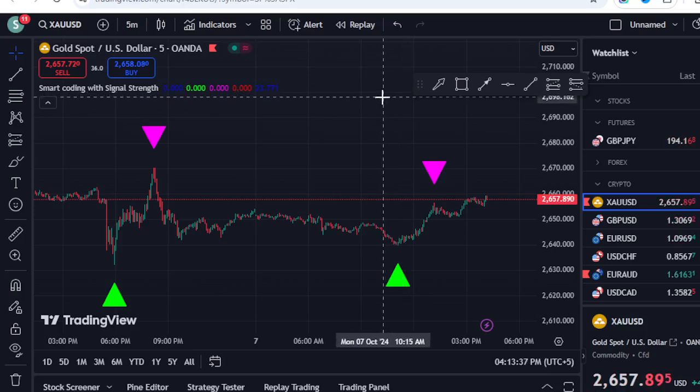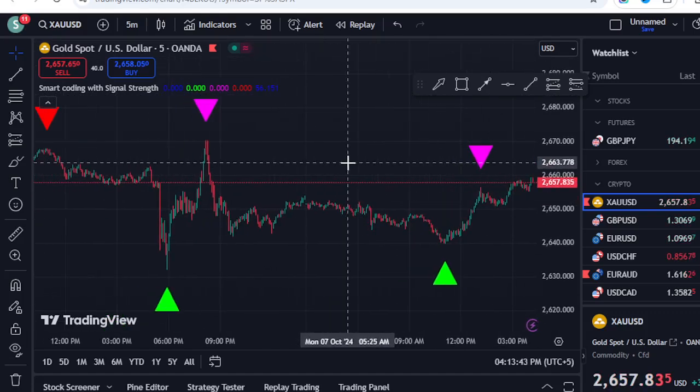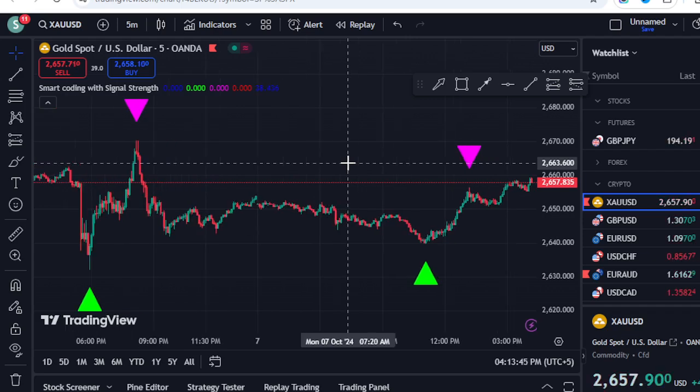In this video, I'm going to show you one indicator that I have developed for the gold 5-minute chart. Yes, guys, this is only for the gold 5-minute chart. And previously we have developed one indicator that is very strong for the 15 and 30 minutes chart. And I'm going to review both indicators in this video.